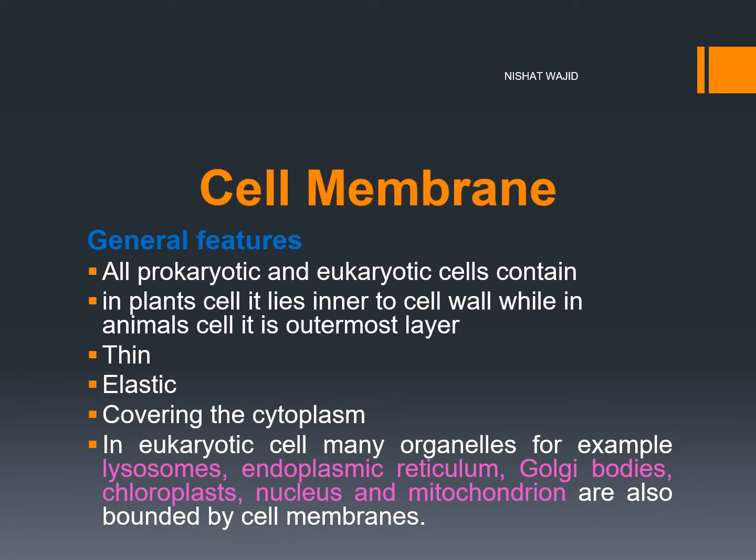Have a look at the general features of plasma membrane. All prokaryotic and eukaryotic cells contain plasma membrane. We know what prokaryotes and eukaryotes are. All membrane-bound organelles are absent in prokaryotes, but they contain cell membrane. In plant cells it lies inner to the cell wall, while in animal cells it is the outermost layer.